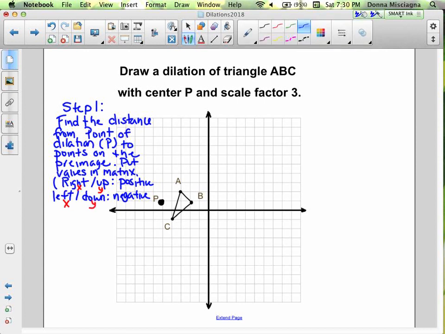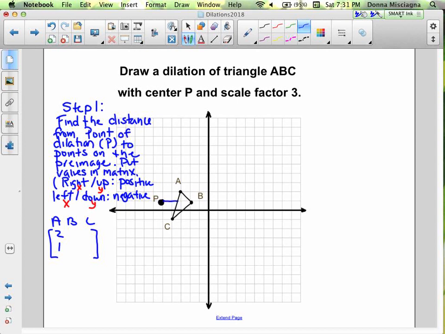So our A, B, and C as distances from P. I have to go 1, 2 to the right, and I'll put the 2 in there, 2 to the right, and 1 up. So you go from your point to the figure. That's 2, 1, because I'd have to count 2 in the positive direction horizontally, and 1 in the positive direction vertically. How about to B?